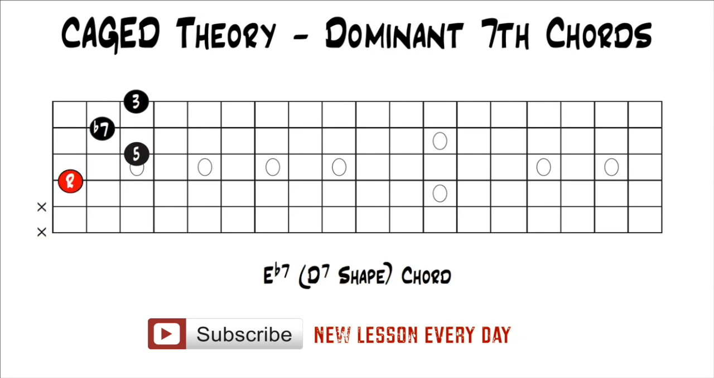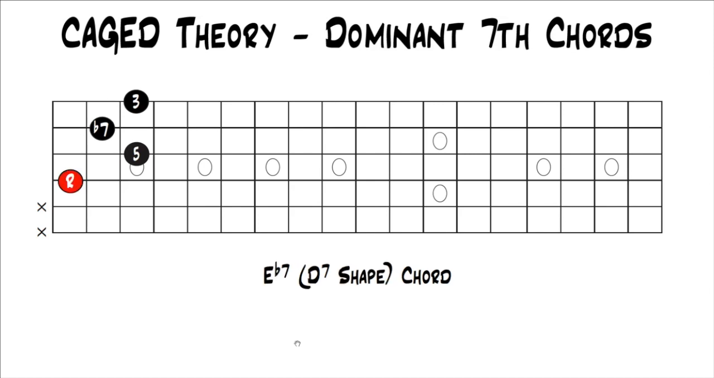If you move that up half a step, you'd end up with an E flat 7 chord using the D7 shape. It's not a bar chord, you're not barring anything. But now our root is on E flat instead of D. Now it's a movable chord because there are no open strings. And this is a very useful common shape. And like the other ones, if you play dominant 7th chords, definitely one that you want to learn because you'll get a lot of use out of it.